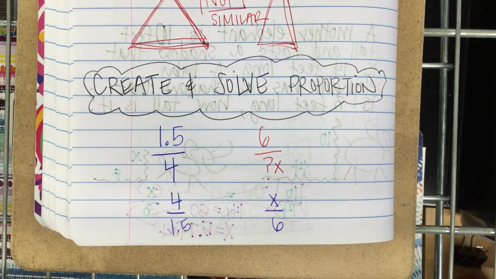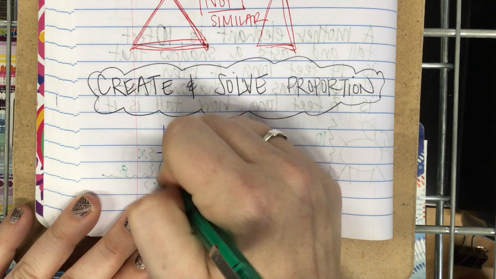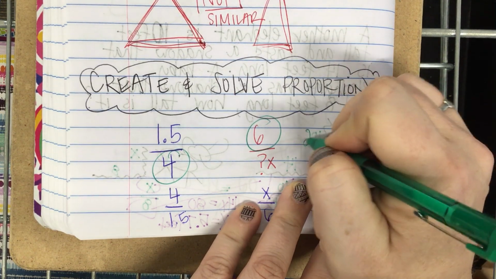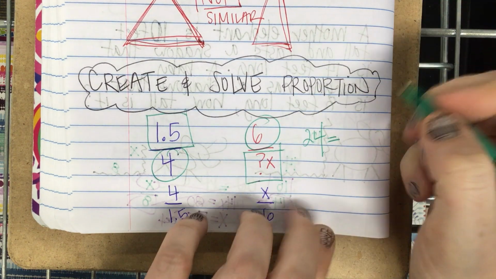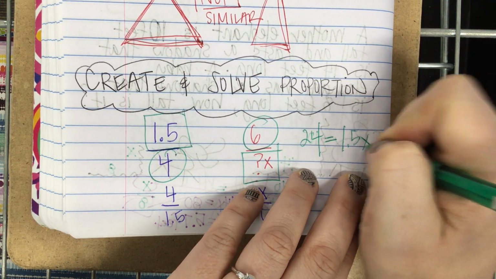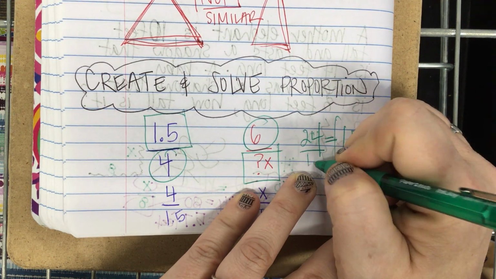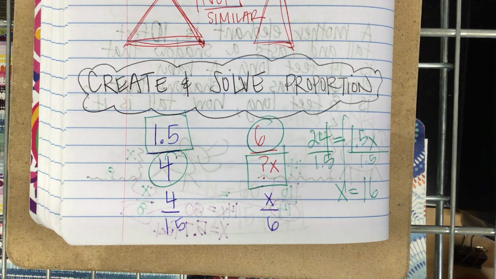What do I do now? Multiply, cross multiplication. Four times six is 24. Equals 1.5x. 1.5 times x is 1.5x. Divide by 1.5. Divide by 1.5. What does x equal? 16. Okay.